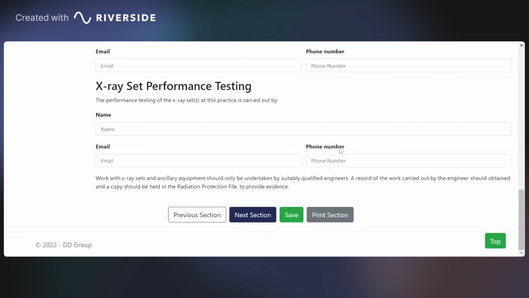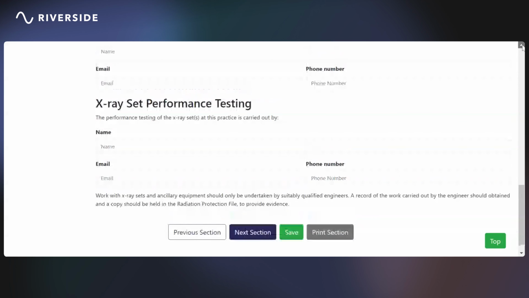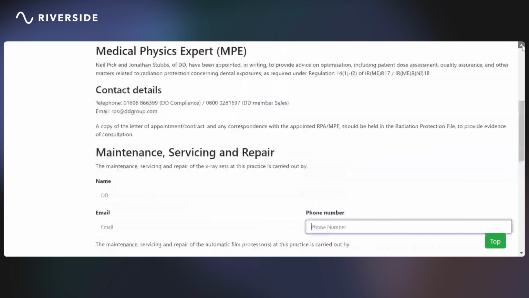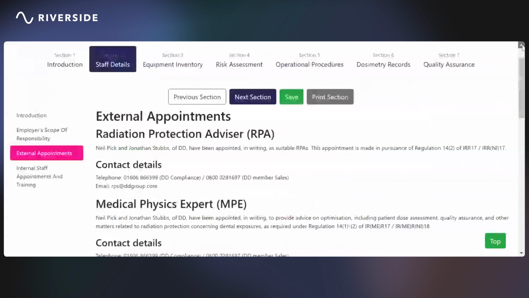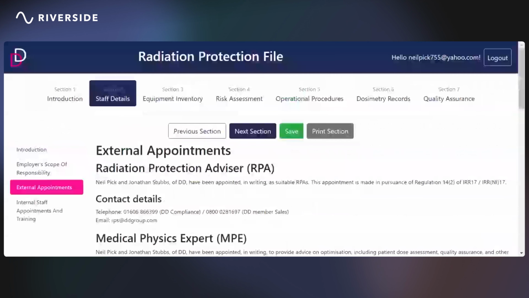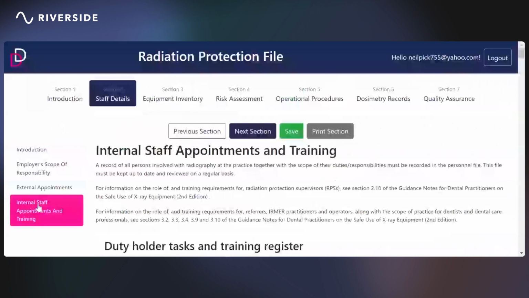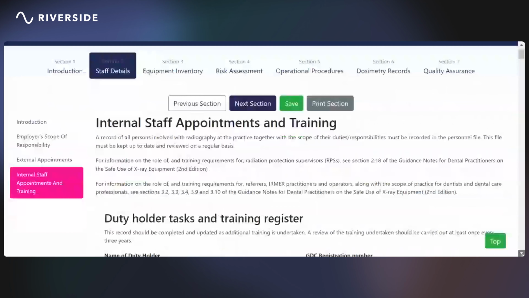So moving on from the next subsection, from external appointments, we have the internal staff appointments section. This is where you can enter details of each member of staff working at the practice.